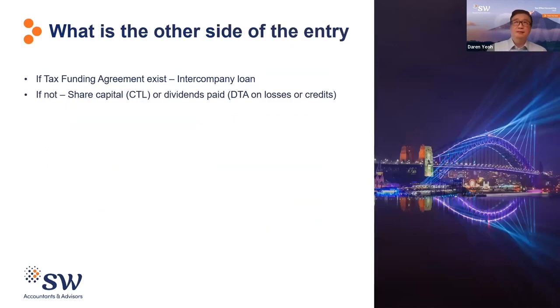Now, the question is, your subsidiary has a current tax liability sitting on its balance sheet. It needs to debit that current tax liability to zero. The question then is, what does it need to credit? The answer is, if you have a tax funding agreement in place, then the credit goes against the intercompany loan account. If you don't have a tax funding agreement in place, then the credit goes to the share capital account, a fictitious equity account. In relation to deferred tax assets on losses and credits, the other side of the entry is a dividend payment. That confuses the accounting, and therefore we strongly recommend that when you enter into a tax consolidation regime, you put in place a tax funding agreement.